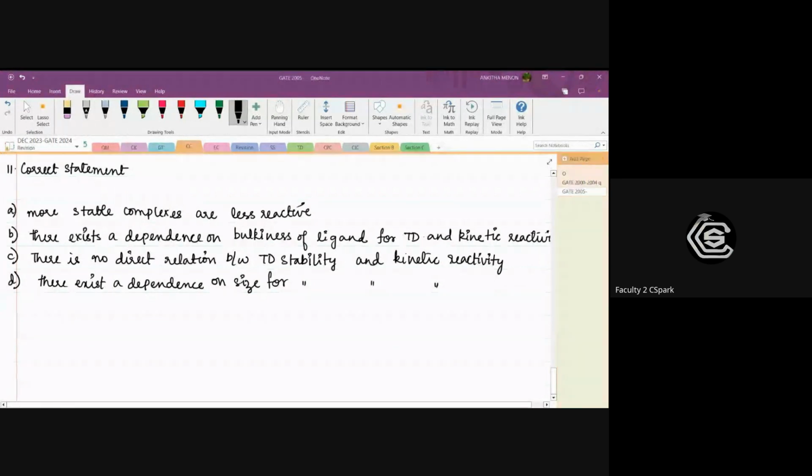Thermodynamic stability is something which is related to the bond strength. If the bond strength is higher, it is thermodynamically stable. Kinetic stability is related to the stability of the intermediate. Okay, so the question is whether there is any relationship between the two.